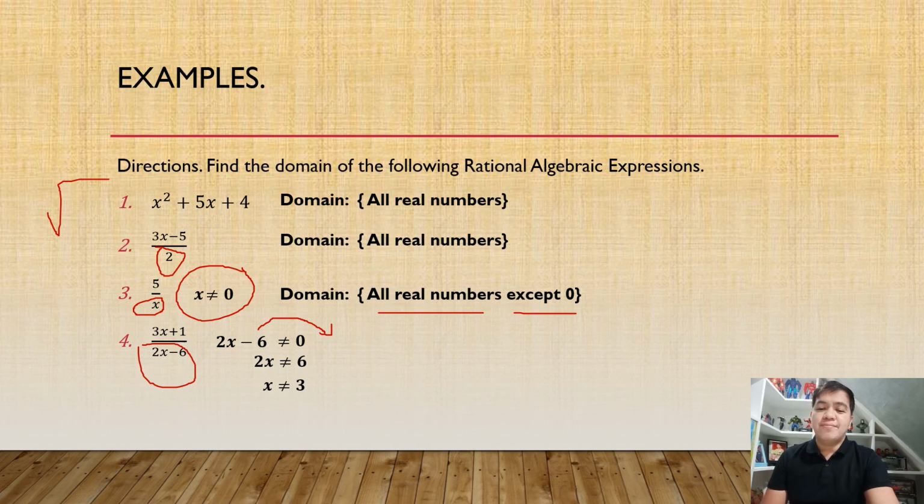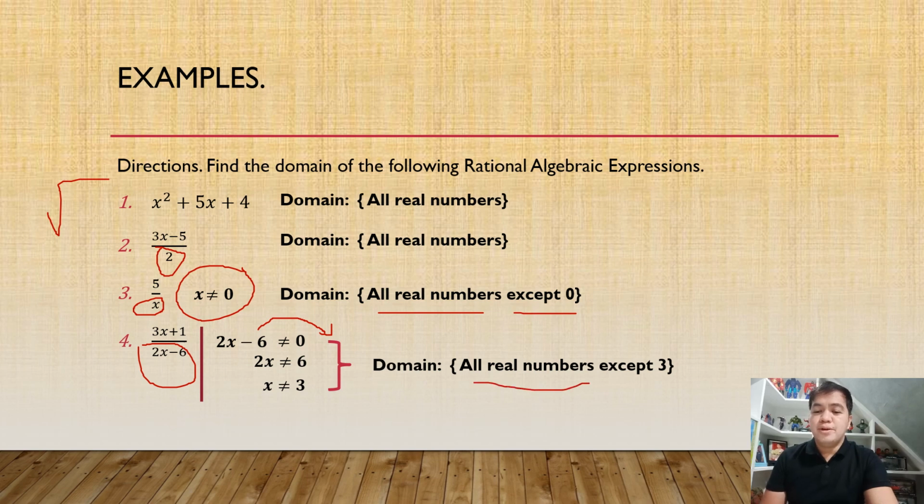Kaya bawal siya. So therefore, kagaya lang answer natin dito kanina. So therefore, we'll have the domain is all real numbers. May exemption ulit. Lahat pwede. Wag lang 3. Okay po. So ganun po yun.